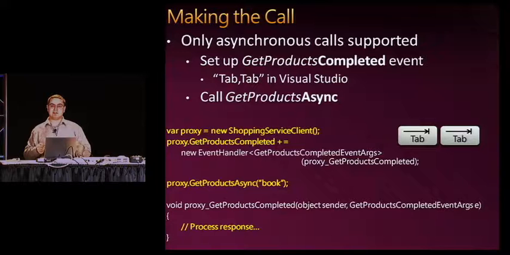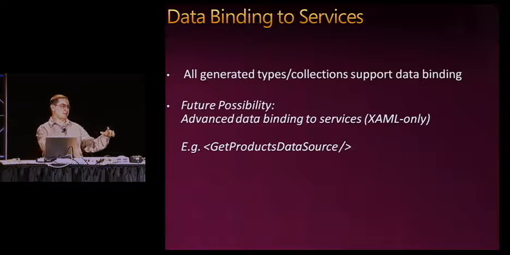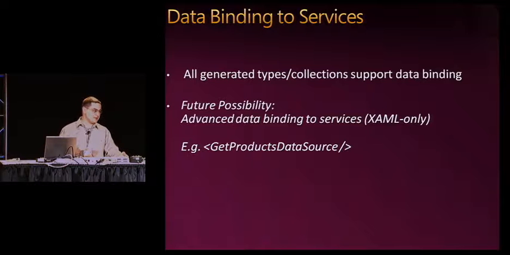Now when the results come back, as you saw in the demo, the results fully support being bindable to UI. And specific collections can be bound to item controls, list boxes, data grids, etc. We're actually considering a future possibility where we'll have more advanced data binding support, where you'll be able to basically invoke a service from XAML only without actually having to write code. So imagine something like a get products data source that you could just instantiate in the XAML. But that's still in prototype stage.